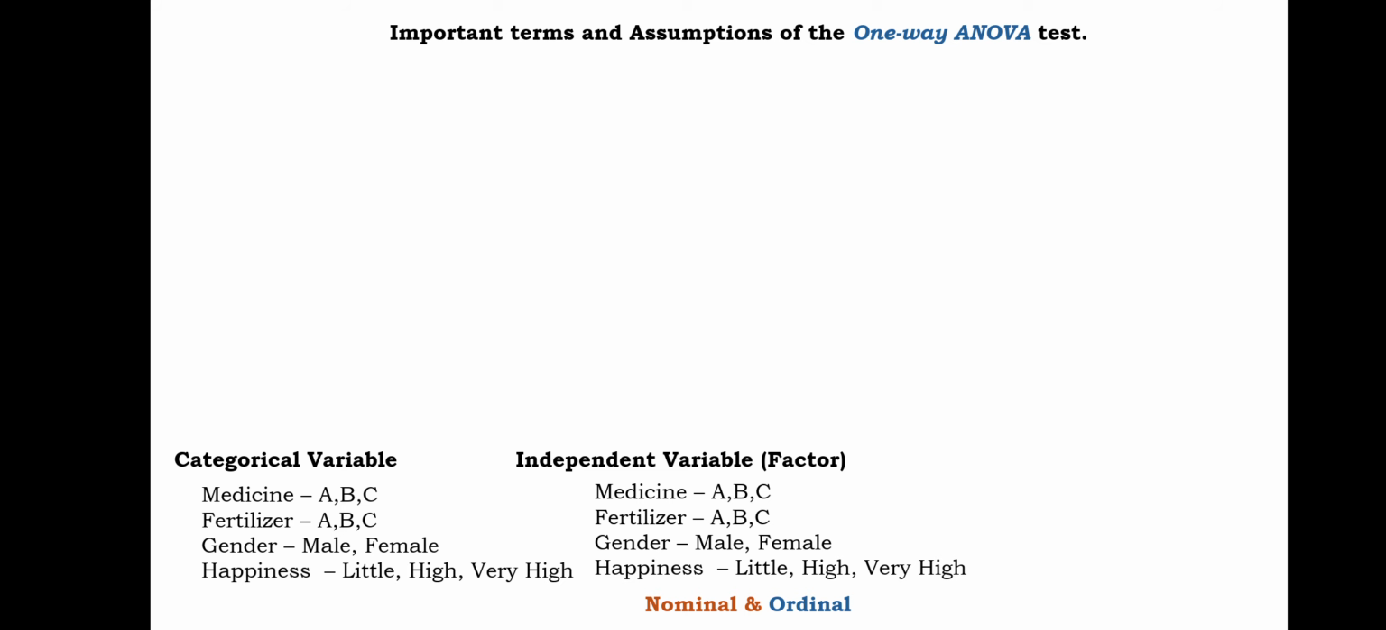We know that medicine, fertilizer, and gender are a part of data. And the first level to know about data is to know it by its name. They are just a name, and names have categories. Medicine is a name and it has three names: A, B, and C. Fertilizer is a name and it has three names: A, B, and C. Gender has two names: male and female.